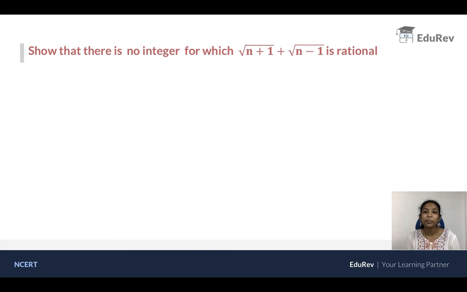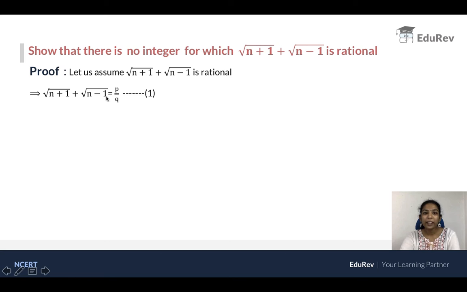So root n plus 1 plus root of n minus 1 is irrational. Let's get started. I am assuming that root of n plus 1 plus root of n minus 1 is rational, so I can write it in the form of p by q. Now what I am doing is reversing them. So p by q, if it comes to the other side, it will be q by p, and this term will be simply 1 by root of n plus 1 plus root of n minus 1.